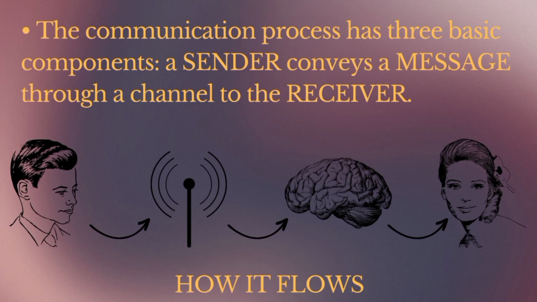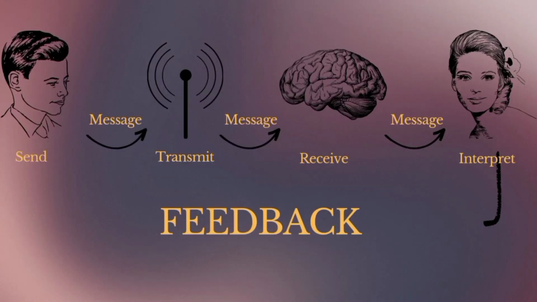The communication process has three basic components. A sender conveys a message through a channel to the receiver. A sender creates the message and it is transmitted to the brain of the listener. This listener interprets the meaning of the message, but it's only one-way communication. The question is, how will the conversation keep going?